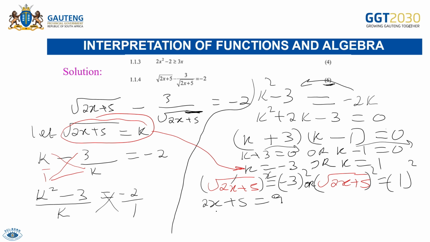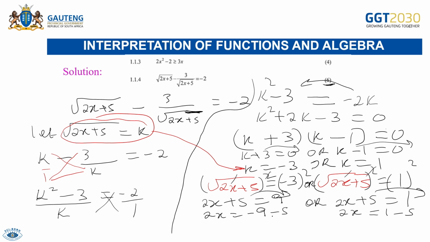I'll get a 9. Then 2x is equal to negative 9. I take the positive 5 to the other side. Then it's going to give me a negative 5. Okay. And then you say, oh, the square root of 2x plus 5, if you square like that, you'll get 2x plus 5 equal to 1. Then you take the 5 to the other side, you'll get 2x equal to 1 minus 5. Okay, so you'll get 2x equal to negative 4. Sorry, it's not negative 9, it's positive 9.